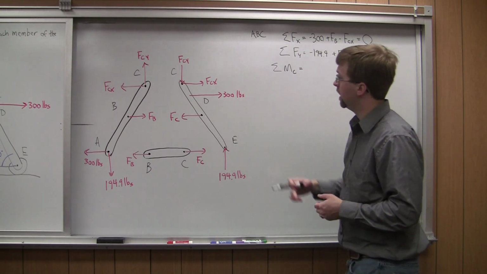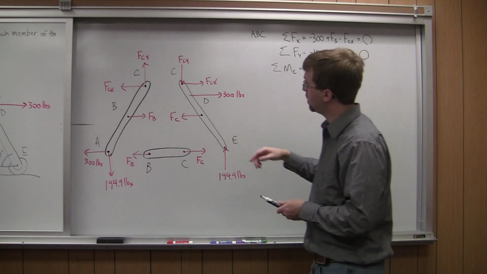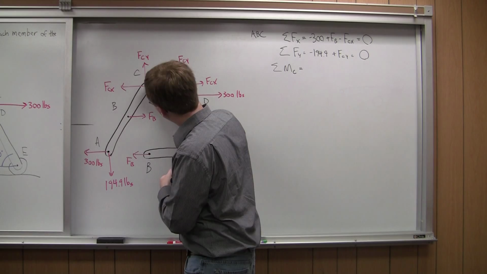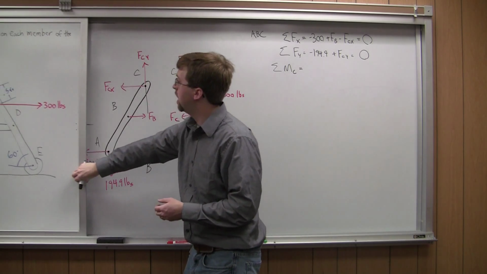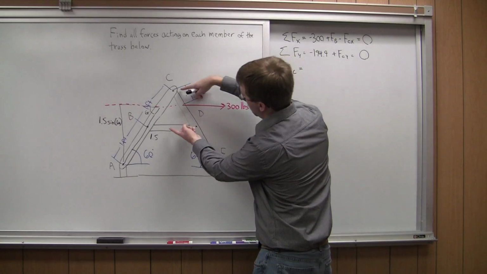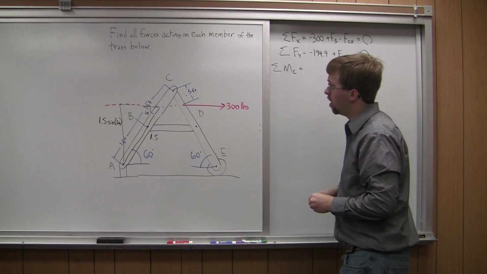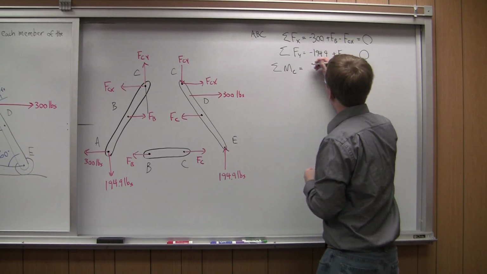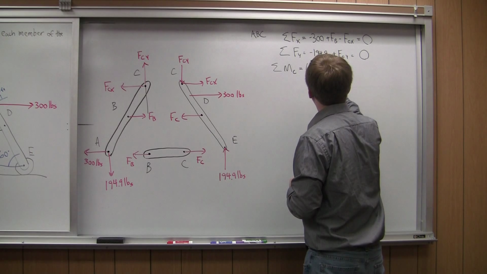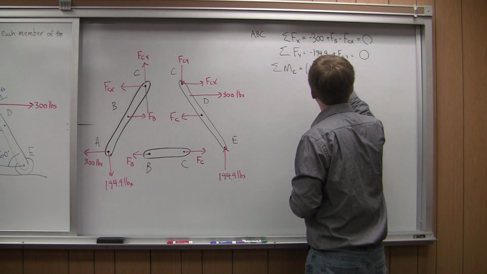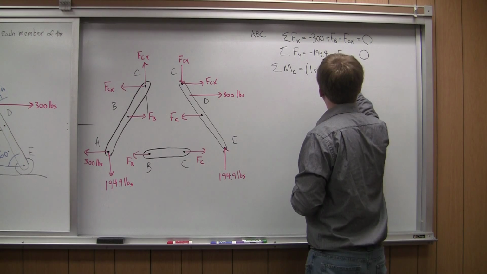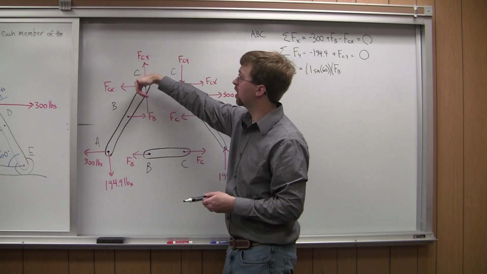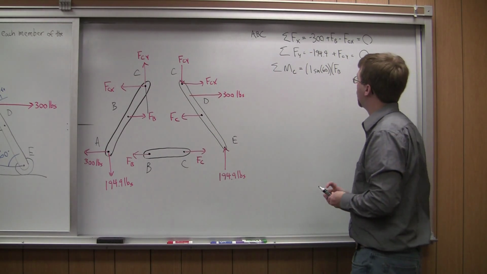So let's start with FB. FB has a distance we need to figure out, this distance here, the perpendicular distance. And that distance is going to end up being equal to 1 times the sine of 60. So the distance is going to be 1 times the sine of 60 times FB. And that's going to be a counterclockwise rotation it would cause. So it's a positive moment.